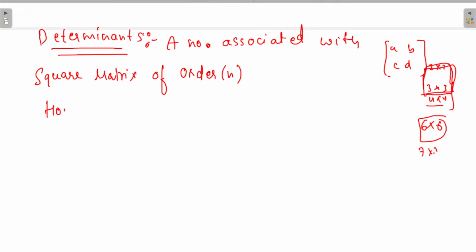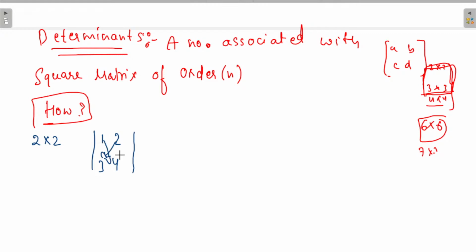Now how to find these determinants? Everyone should know how. In our syllabus there are only 2 cross 2 and 3 cross 3. First take 2 cross 2. Here we write the determinant like this. You should not call this mod, you should call this a determinant. I have these 4 elements, 1, 2, 3, 4. In 2 cross 2 we cross multiply the elements, like here 1 into 4, 4.